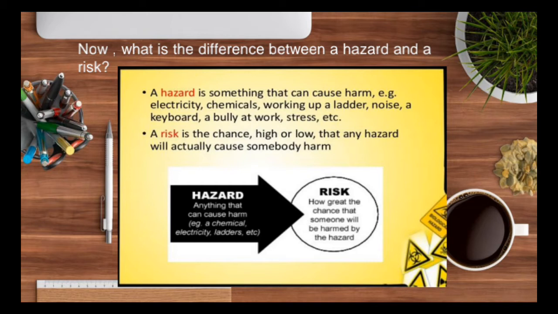Meaning to say, when we say hazard, anything that can cause harm. The other way around, the risk is how great the chance that someone will be harmed by the hazard. Example, kapag tayo nakakita ng knife on the top of the table, it is one example of the hazard. Now, kapag hindi tayo nag-ingat, what will happen? Maaari tayo magkaroon ng knife cuts and lacerations. Yun ang tinatawag nating risk.